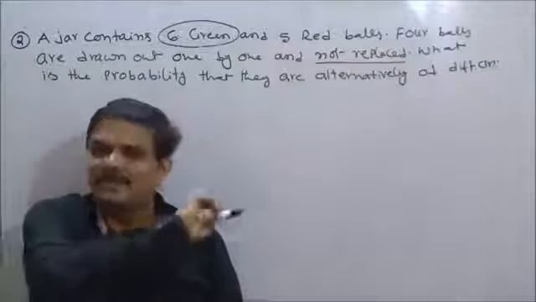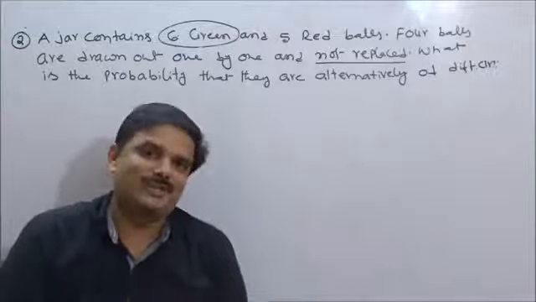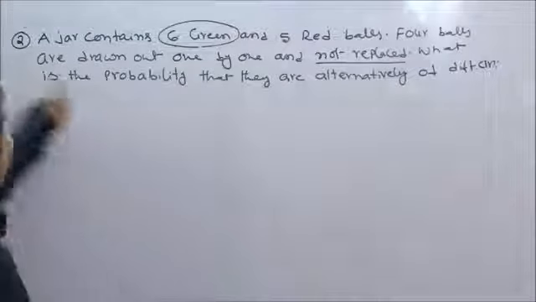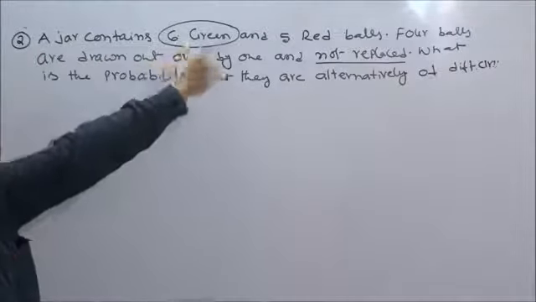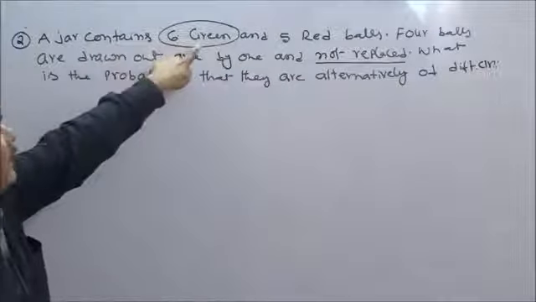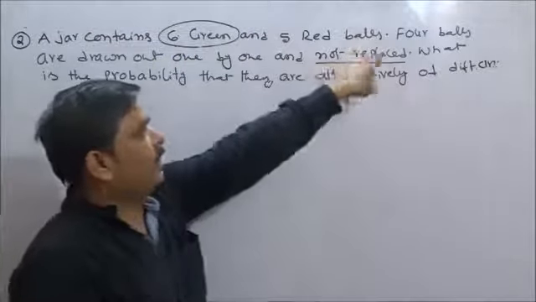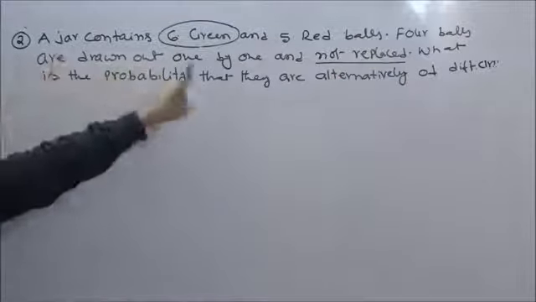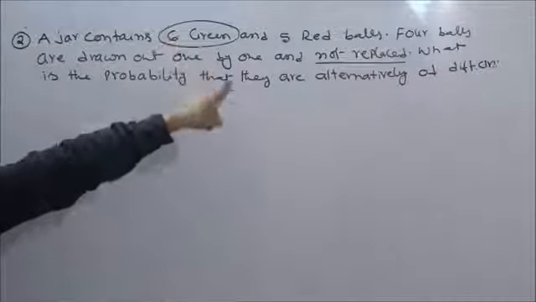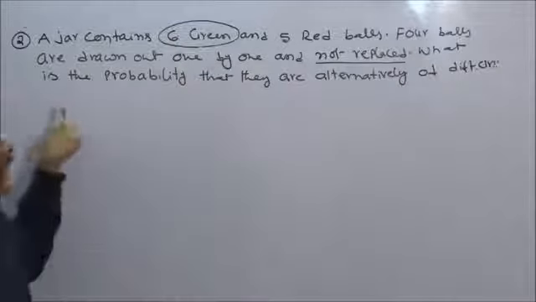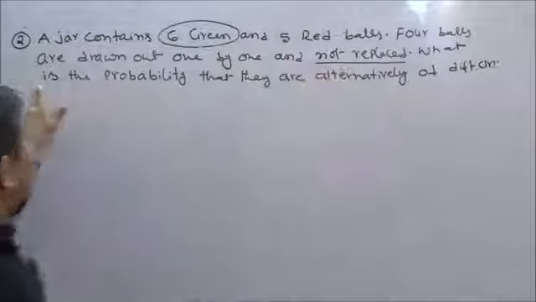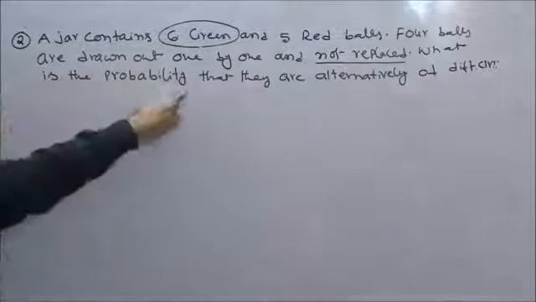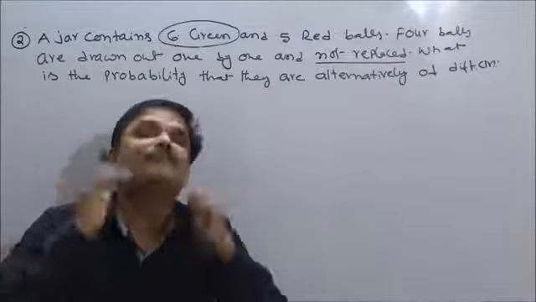Let's continue with the same values, students, but the logic is changed here. Just read the question properly. A jar contains, I kept the same number of balls, 6 green and 5 red balls. Now here I have changed: 4 balls are drawn out one by one, and not replaced. Now you see, it is not replaced. What is the probability that they are alternately of different color? Got the clarity? Alternately of different color.